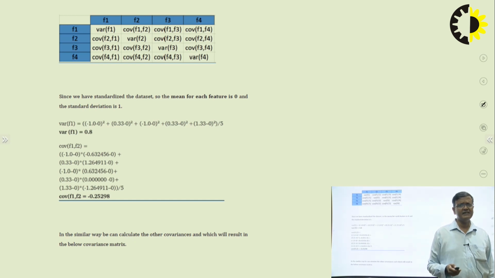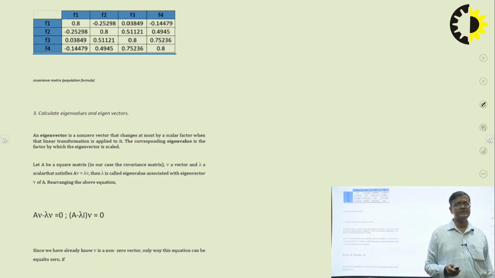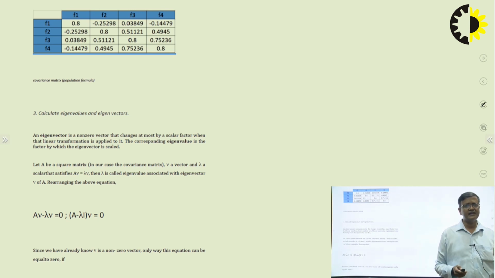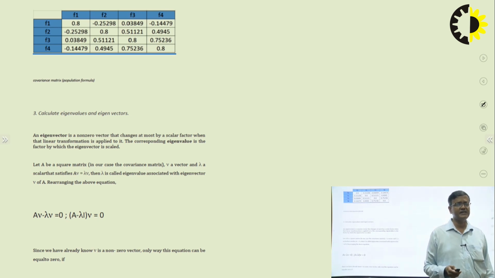Since we have standardized the data set, the mean for each feature is 0 and the standard deviation is 1. In a similar way, we calculate the other covariances, which results in the below covariance matrix. This is the final covariance matrix. After we have calculated the covariance matrix, we proceed to calculate the eigenvalues and eigenvectors.